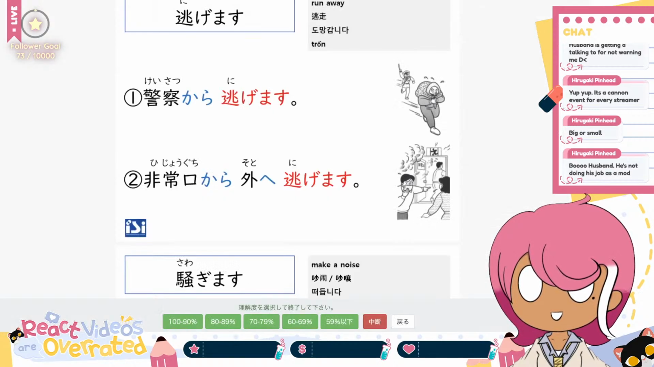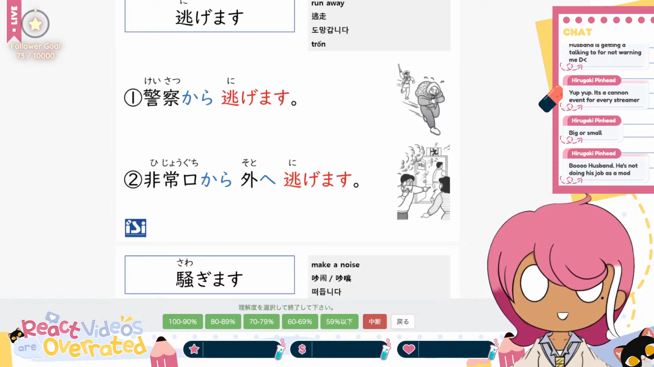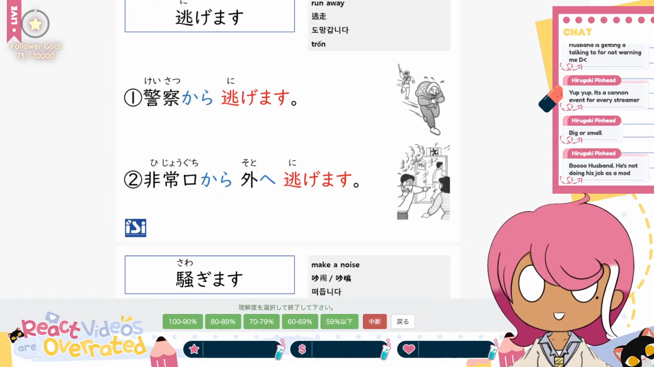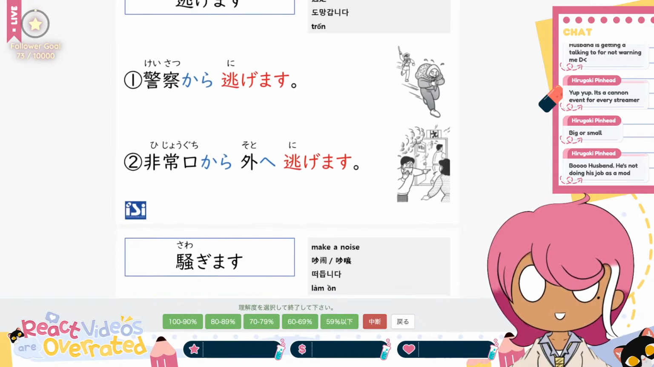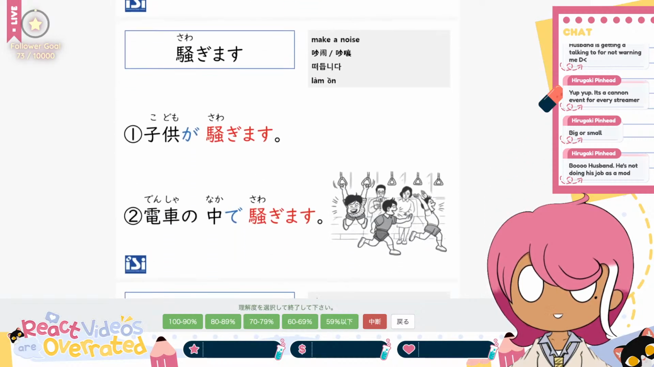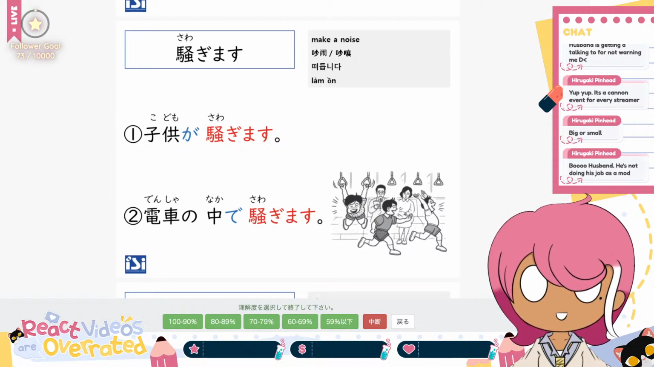What is this? Oh, vocab. So new vocab for this section is 逃げます, to run away. 警察から逃げます, running away from the police. 非常口から外へ逃げます, run outside through the emergency exit. 騒ぎます, make a noise. 子供が騒ぎます, children are making noise. 電車の中で騒ぎます, the inside of the train is noisy, probably.